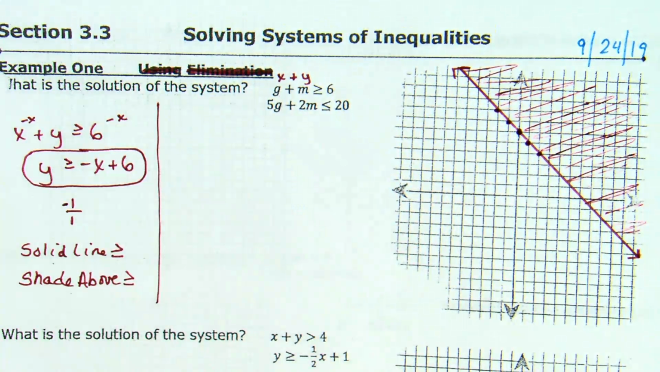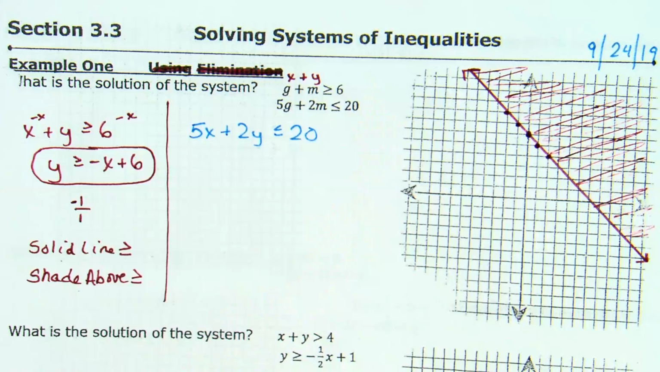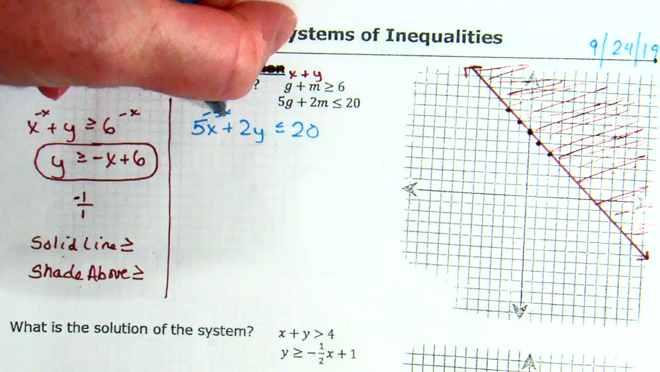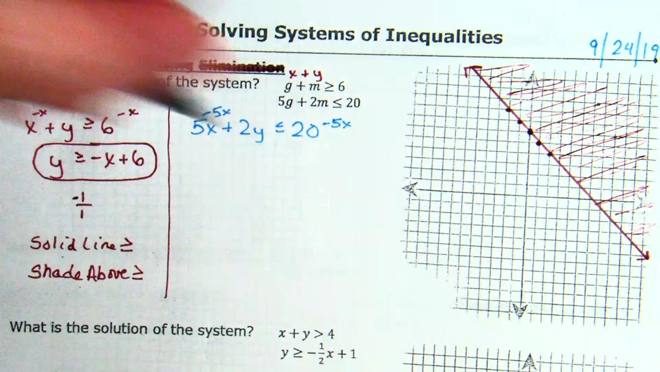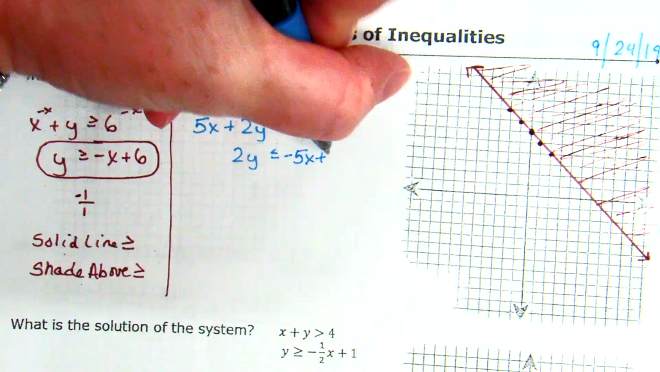So next one. On this next one, I'm going to call it 5x plus 2y less than or equal to 20. So what do we do? To get 2y by itself, we're going to minus the 5x. So if we minus the 5x over here, I now have 2y less than or equal to, what is 20 minus 5x? Negative 5x plus 20.